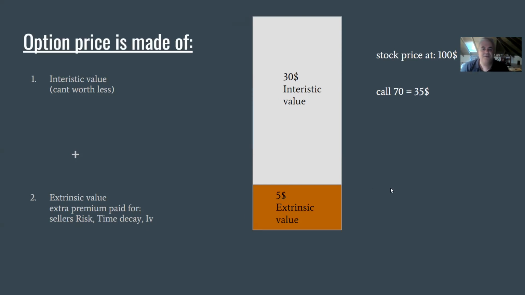So this was our short class about at the money, out of the money, in the money, and we also saw again what option prices are made of.